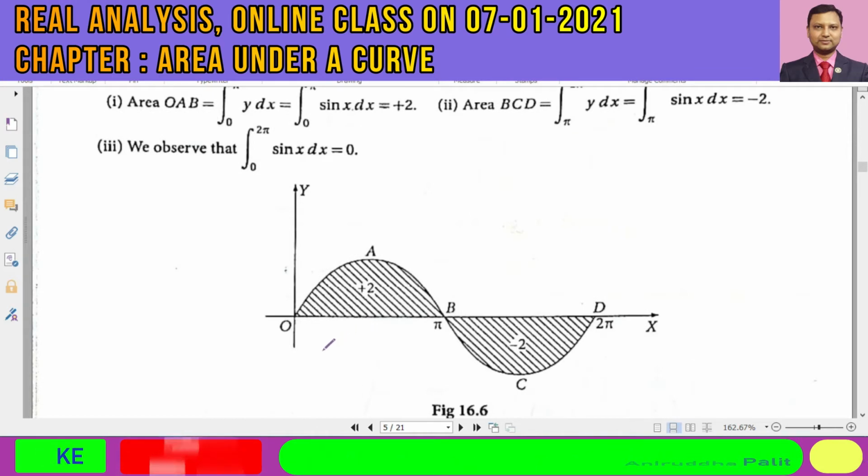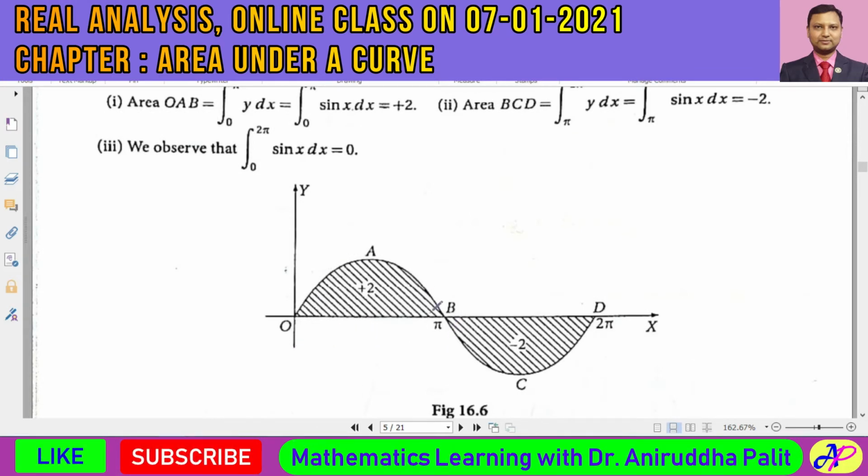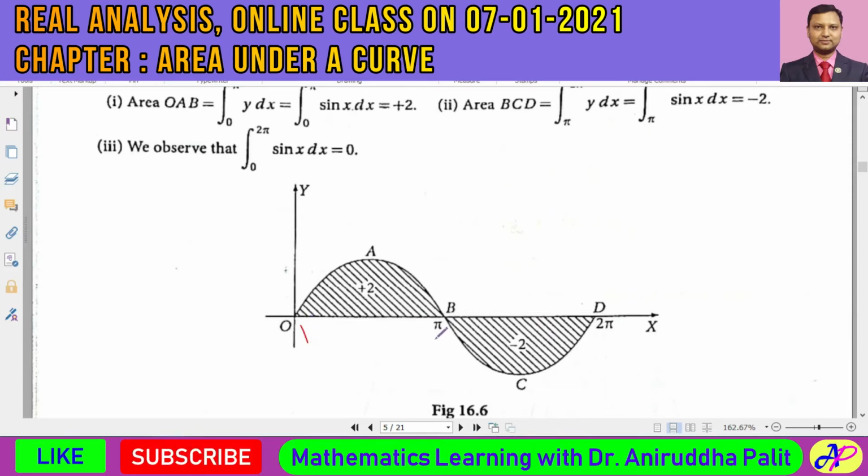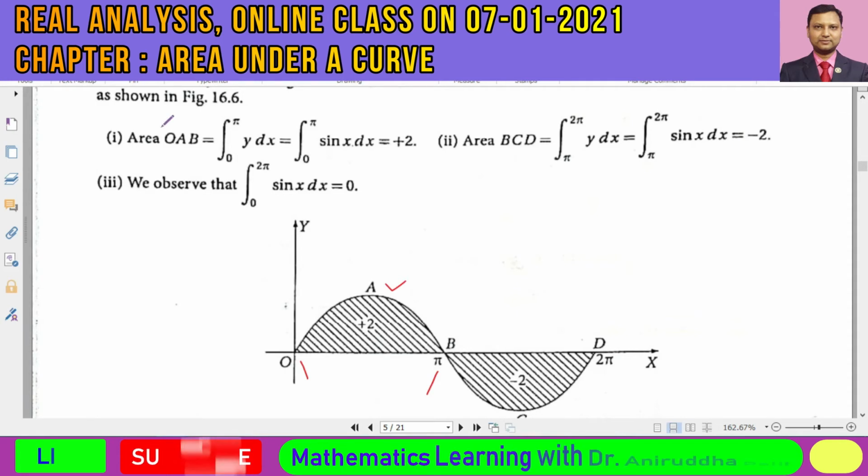Over here, sir, the limit is that if you draw this picture, you will have to identify the zone in which the function is positive and from where to where the function is negative. If you consider this portion from x equal to 0 to pi, the function would be positive. So in the first part, you will have to compute the area for which the function is positive. You see, between 0 to pi, the function is positive.